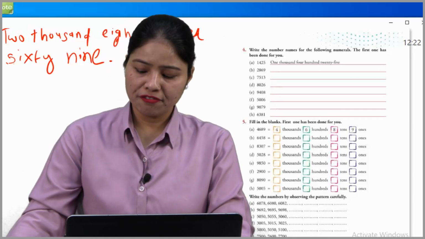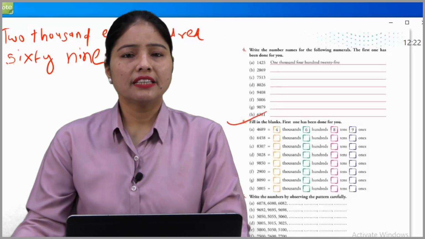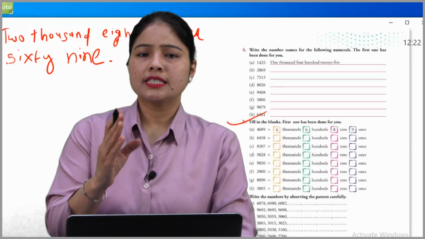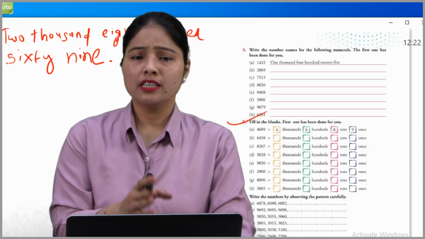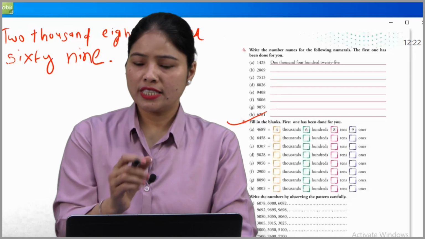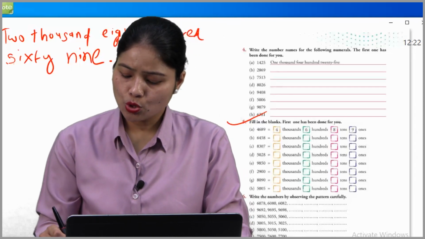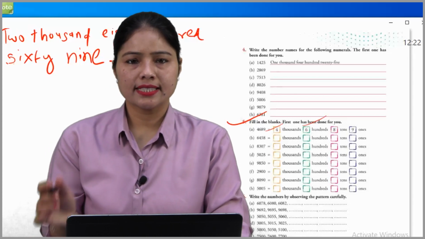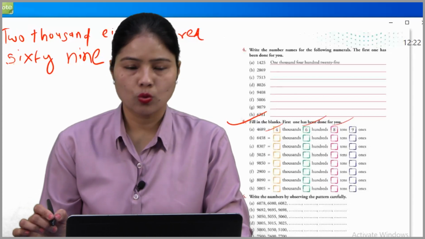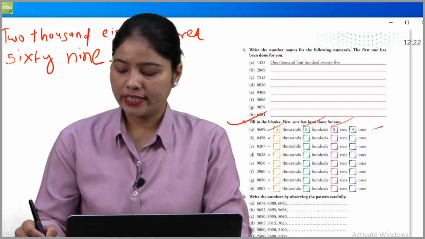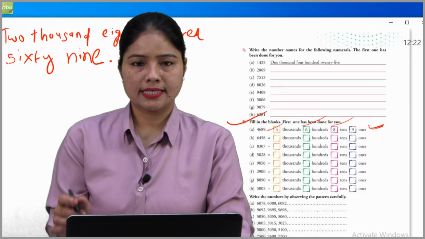Now question number 5. Filling the blanks, first one has been done for you. So 4689 is given here. You only need to put the value over there. So 4 is at 1000 place. So 4 is there. 6 is at 100 place. So write it 6, and 8 is on 10's place. So write it 10's place, and 9 is on 1's place, so they already have written it on 1's place.